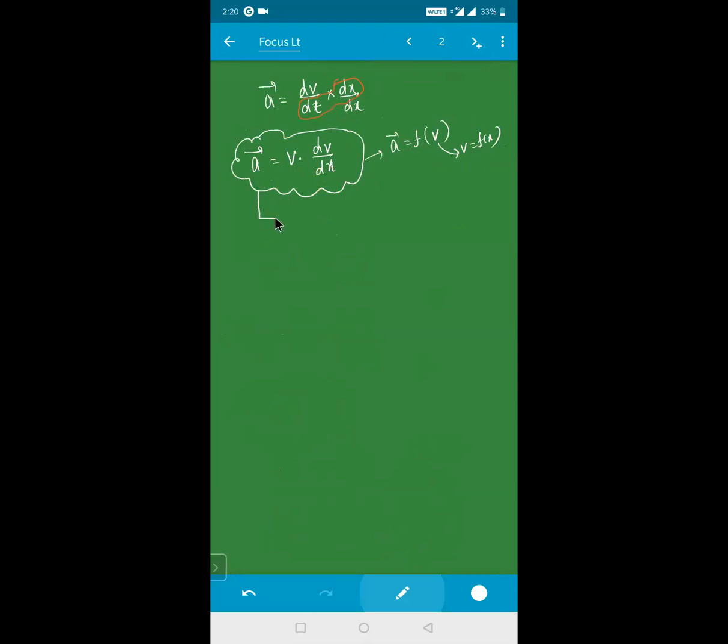Now this acceleration is of two types, beta. If acceleration is negative, this is known as what? Deceleration, isn't it? Also called retardation, isn't it? If it is positive, then obviously it is known as positive acceleration. Nothing to tell particularly about that one. So that will be equal to positive acceleration.